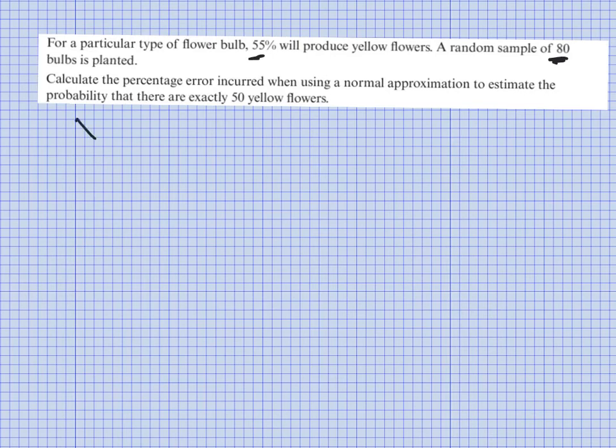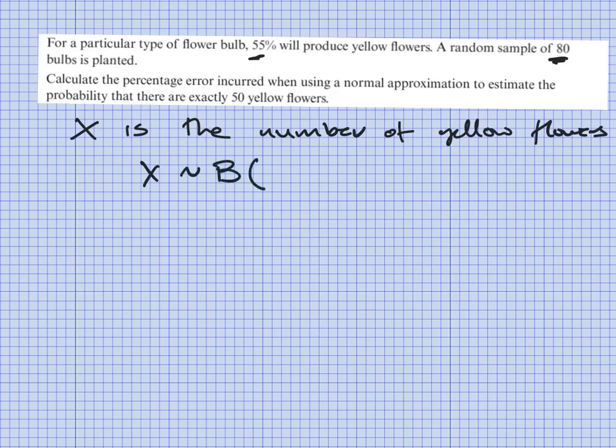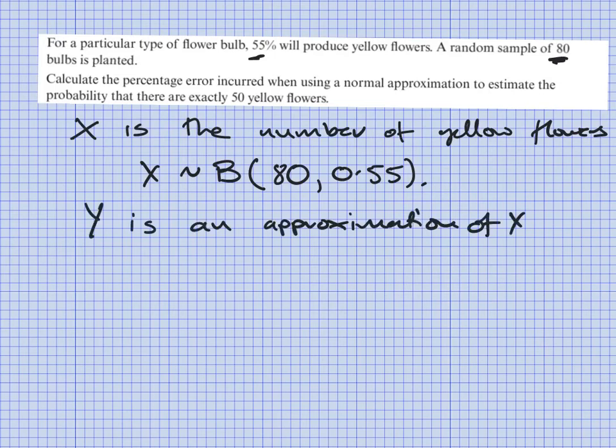So I'm going to start by saying x is the number of yellow flowers, and x can be modeled as a binomial with parameters of 80 and 0.55. Okay, that's lovely to start with. Well, now we can approximate this using, we need to assign it another letter. I'm going to call it y, and y is an approximation of x, where y can be modeled as a normal distribution with our parameters mu and sigma squared.